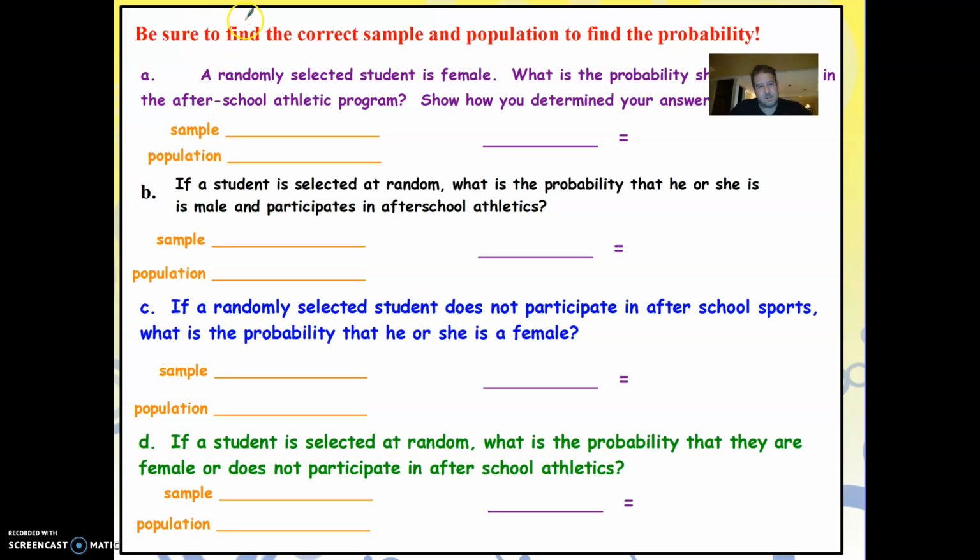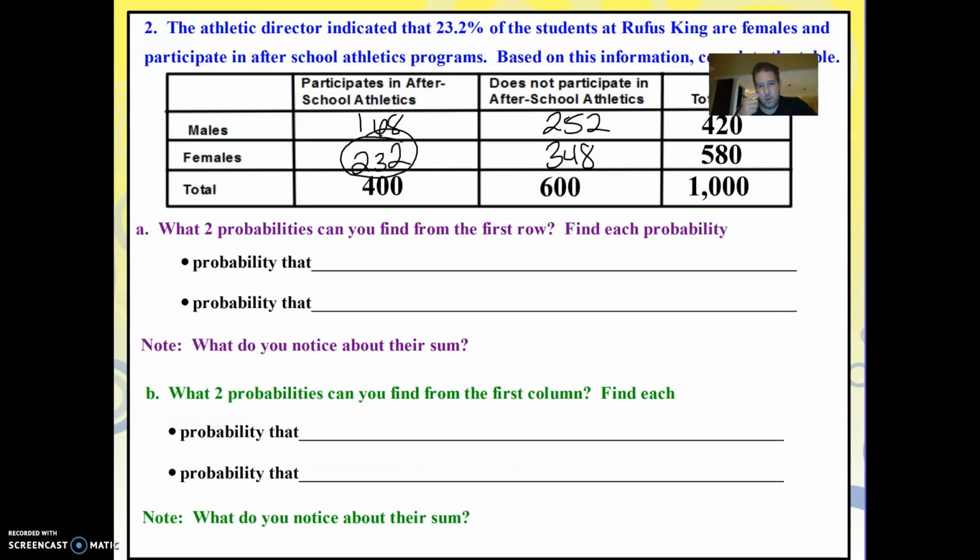Okay, so it kind of gets us closer to this idea of relative frequency. Relative data in this case, relative probability I should say, is when you're comparing something to the total. It doesn't have to be the total of everything. So relative probability could just be what percentage of males participate in athletics. Now, you wouldn't use this 1,000. You would say out of the males. What percentage of males means it's out of the 420.